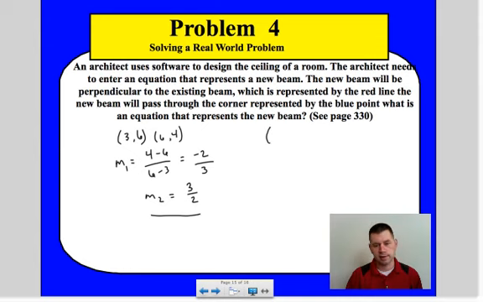Now the blue point they provided you looks to be crossing at (12, 10). So we're going to look at (12, 10), and there's your point. So there's your slope, and there's your point. I want you to go ahead and finish that problem on your own.